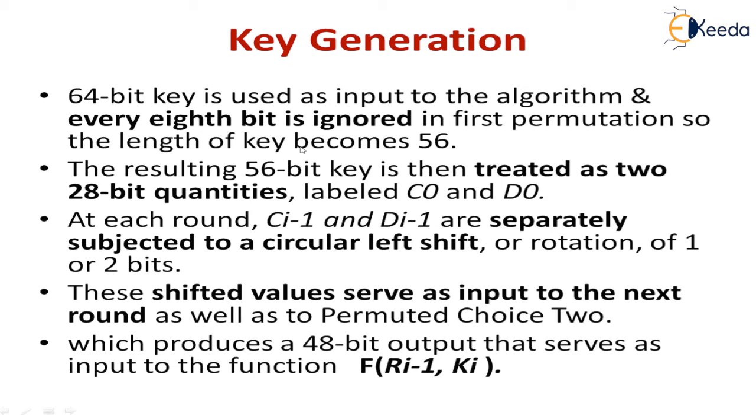At each round, Ci-1 and Di-1 are separately subjected to a circular left shift and rotation of 1 or 2 bits. These shifted values serve as an input to the next round as well as to permuted choice 2, which produces the 48-bit output, and that serves as an input to the function f of Ri-1, Ki.